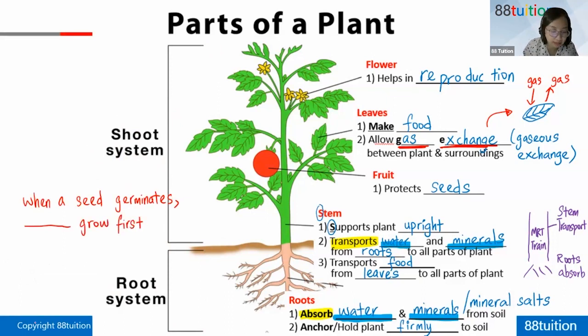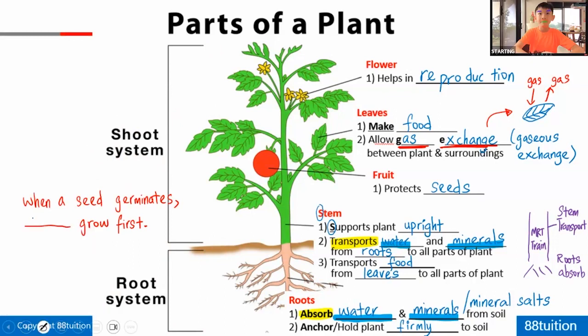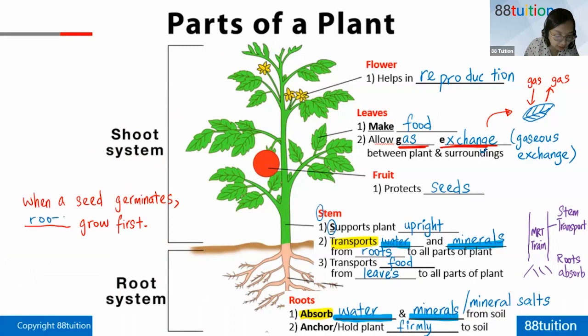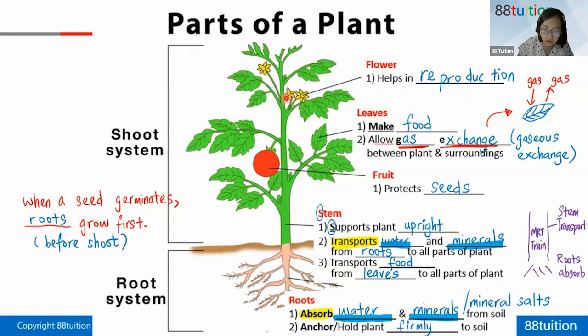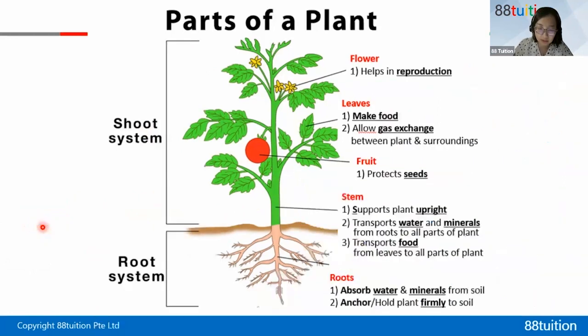Okay, good job, Jia Ping. Good job, Howie. So it has to be roots, before the shoot. Roots grow first before shoot. Shoot is those above the ground. If you are wondering what shoot is, shoot is here. All this on top is called shoot. Above the ground is called shoot. Below the ground is called roots. So memorize these. I've typed it out nicely for you here. All right, let's move on.